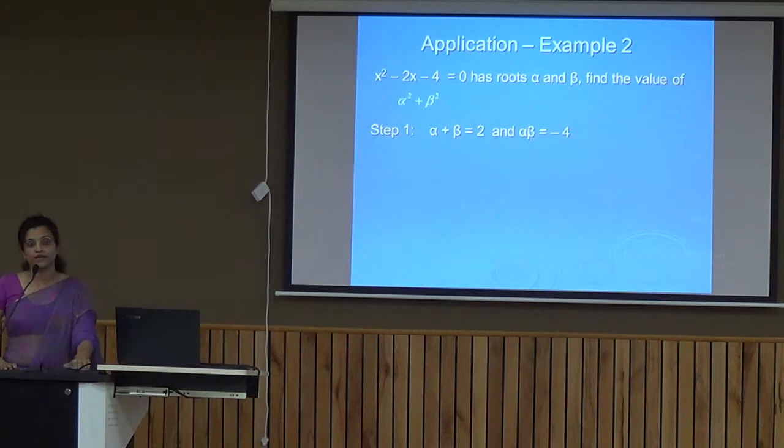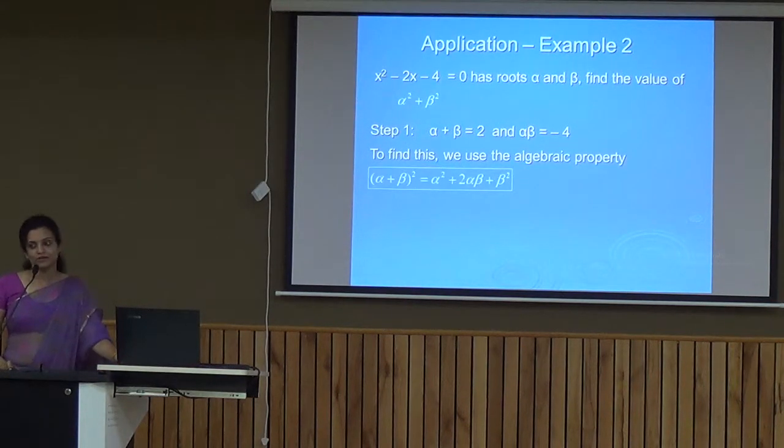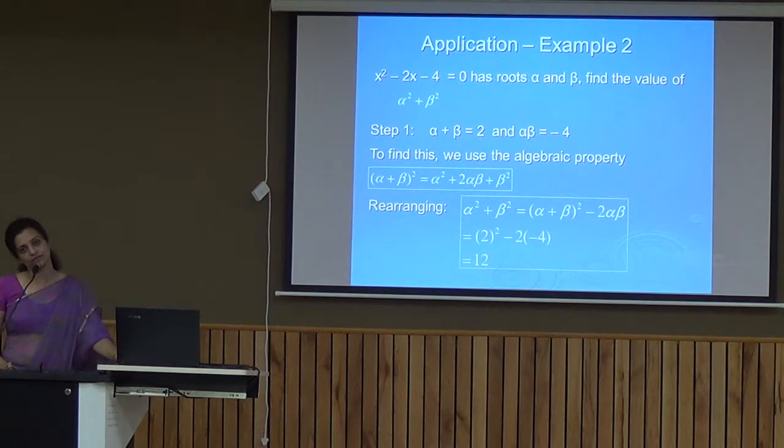Now we need to find out alpha square plus beta square. Just think about it for a second. Yes, I think you got the trick. Alpha plus beta whole square. To find this, we use the algebraic property. Alpha plus beta whole square is alpha square plus 2 alpha beta plus beta square. Rearranging, you get alpha square plus beta square on the left hand side, and the other things, when you put in the values, you get 12. Take a second to see this.